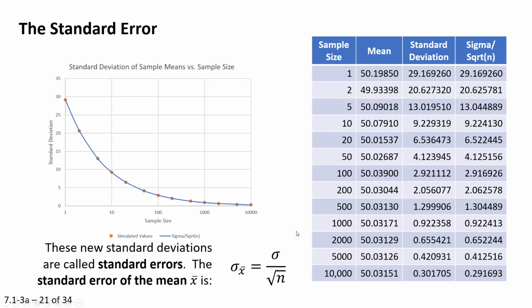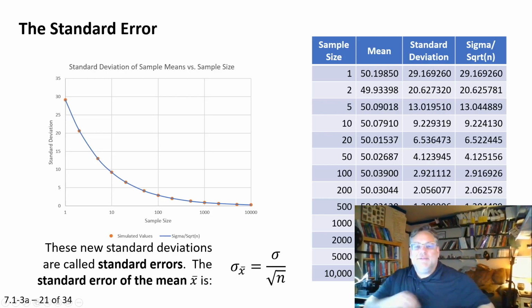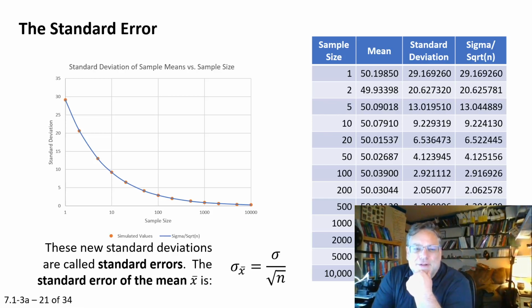Okay, so we have this new vocabulary term that we're working with now. It's called the standard error. And it's basically the standard deviation, but when you're working with samples instead of individual data values.